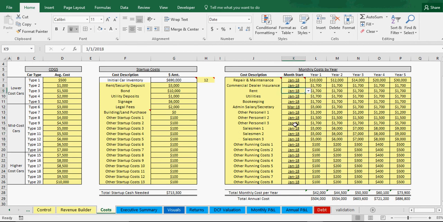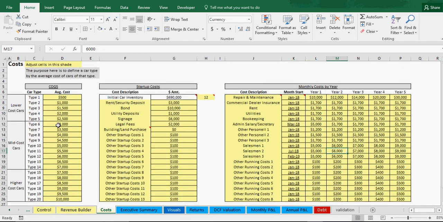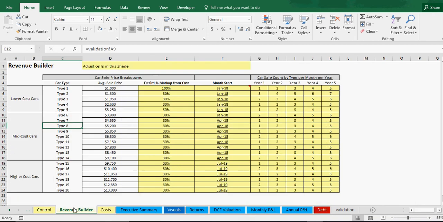We also have the month start. So this is saying, hey, I might have salesman 1 start right in January. Salesman 2, I don't want to start until, say, July of 18. Salesman 3, I don't want to start until, say, February of 19. And even if there are numbers in here, nothing will populate if you have the start month. Nothing's going to populate on the P&L until July of 18 for salesman 2. So that's basically how we build the business case.